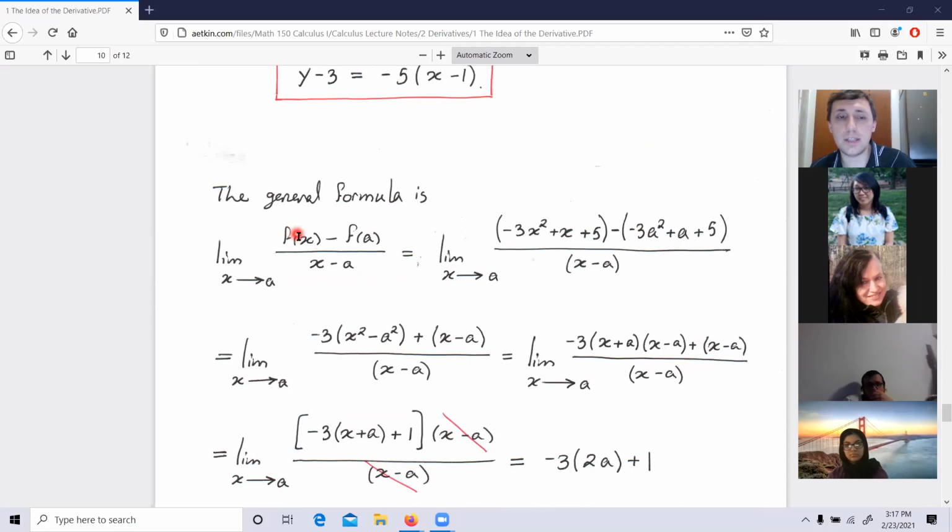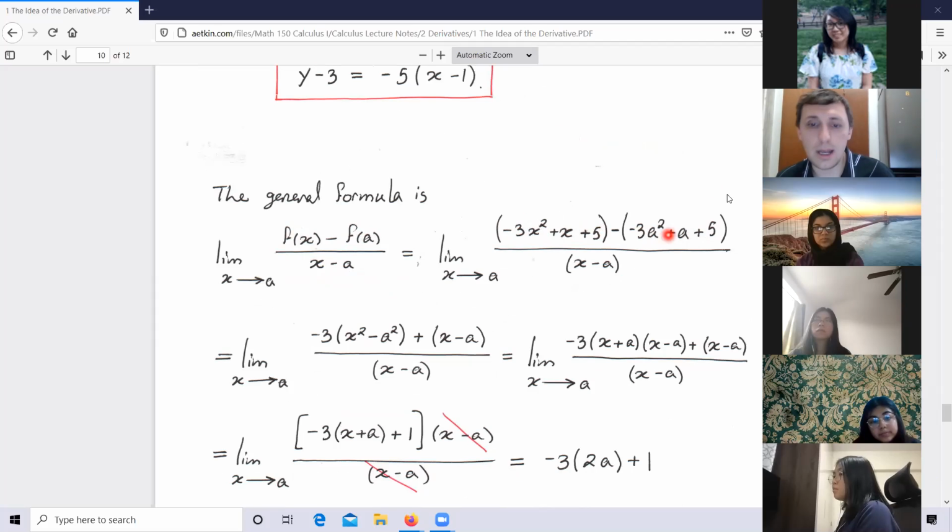You see, I just say f of x minus f of a divided by x minus a. Do you see that this is what f of x is? It's what the function does to the input x, and here it's what it's doing to that input, and minus what it does to the input a. Here it is. Now what I can do is I can group like with like.